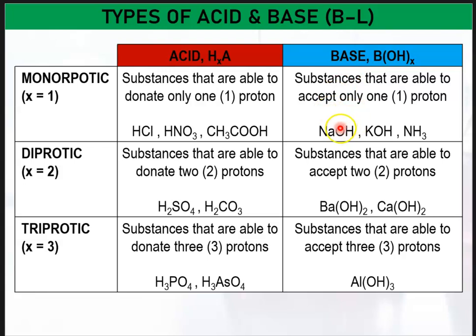While for base, of course, it has only 1 OH. A substance that is able to accept only 1 proton. It has only 1 OH. If diprotic, it has 2 hydrogens and 2 hydroxides. Triprotic has 3 hydrogens and 3 hydroxides. This is a type of acid and base based on how many hydroxide ions and hydrogen ions it can donate and accept.